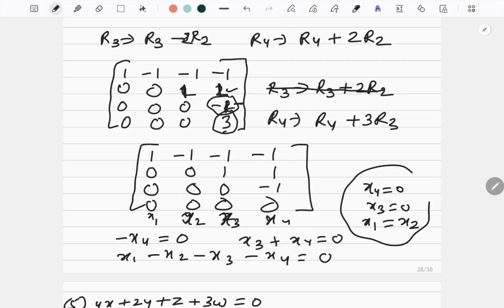So this is a relation. See, here the rank is equal to 3, and the variables are 4, so to one variable you can assign any value. So I can take it as x2. If x2 is t, x1 is also t. So this is the type of answer I'll get.